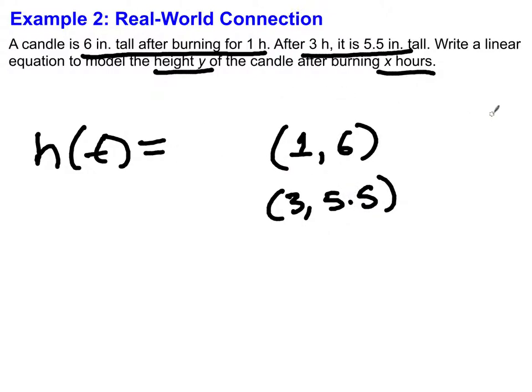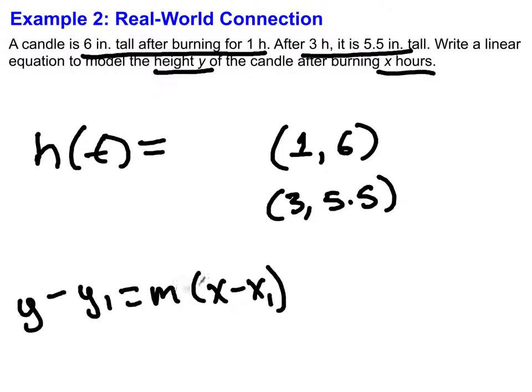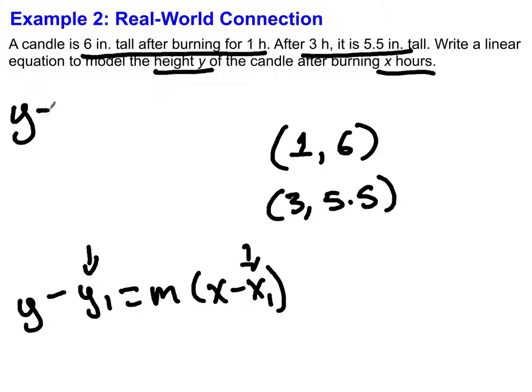We could use y equals mx plus b, but I think it's easier to use this: y minus y1 is equal to m times x minus x1. This is point slope form. I actually shouldn't write h, t because it tells us to write it in terms of y and x. So here's the equation that we're going to use, and we're going to use these 2 points. I'm going to use (1, 6) to plug in for y1 and x1. Y minus 6 is equal to the slope times x minus 1.